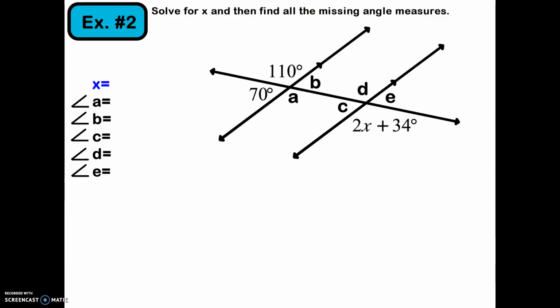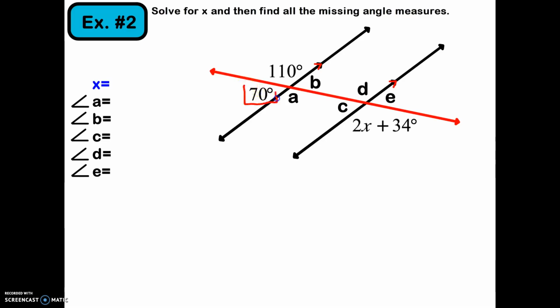Here in example 2, we are given another set of parallel lines cut by a transversal. So I can tell I have parallel lines because of these two arrows. And the transversal cutting through it, if you want to make that another color to make it easily seen, would be right there. Based on the information that I'm given, I need to solve for x.